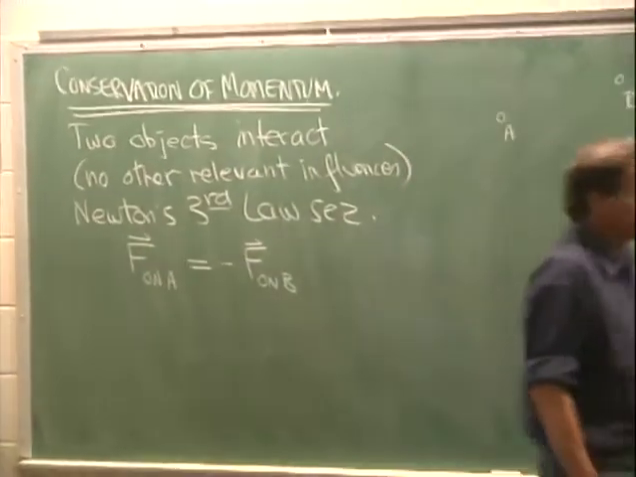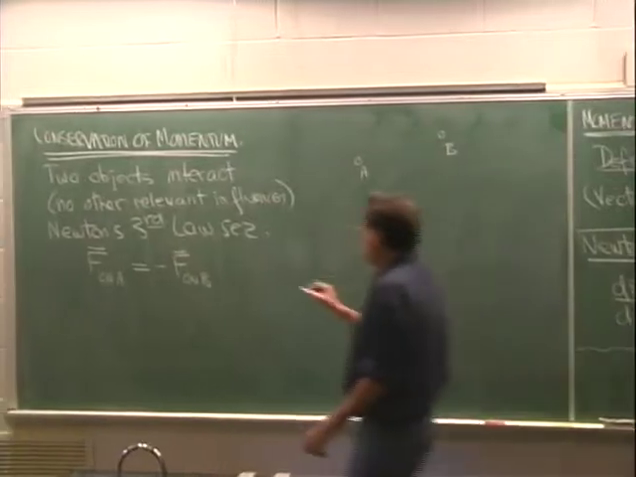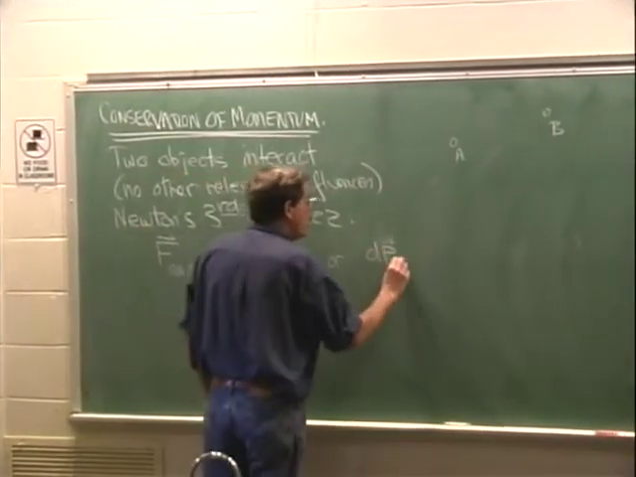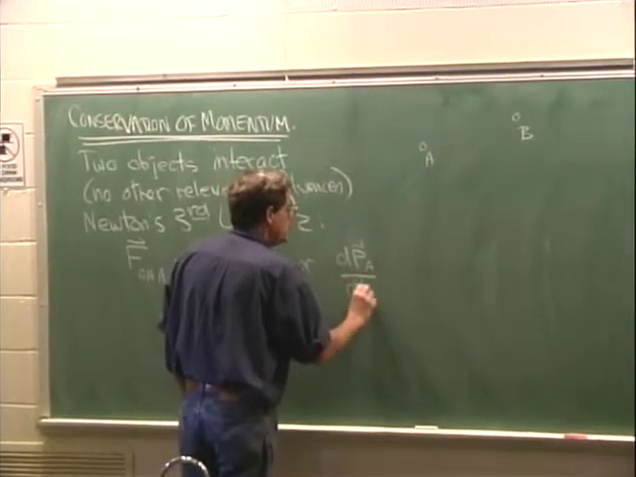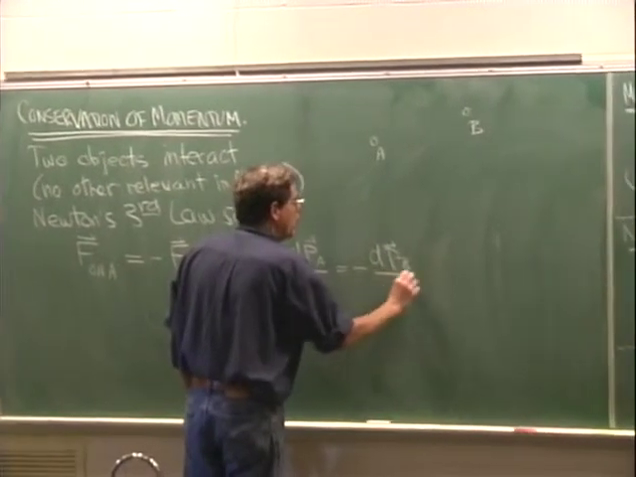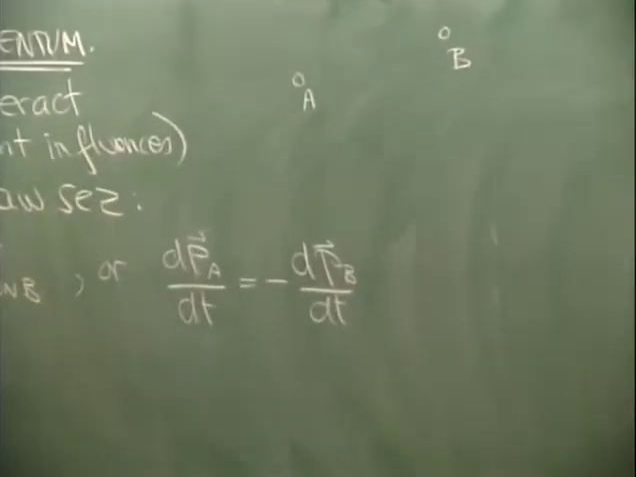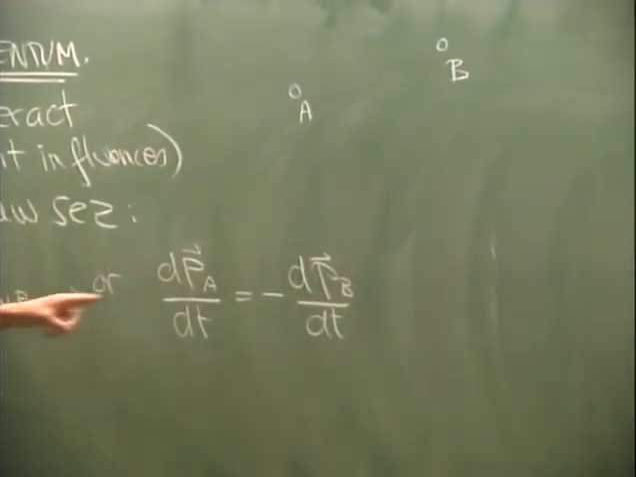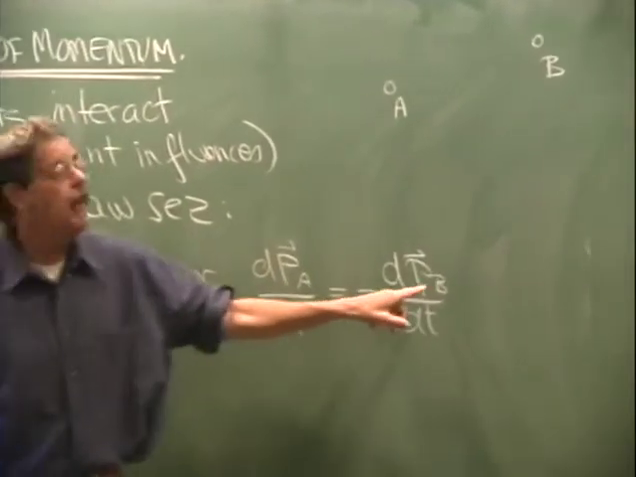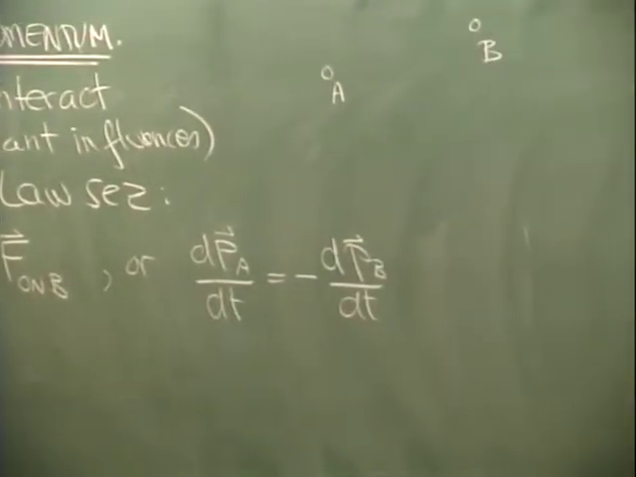Let me rewrite that in terms of this version of Newton's second law. This says dP A/dt, the rate of change of momentum of object A, is equal to minus dP B/dt. The rate of change of the momentum of A is equal and opposite to the rate of change of the momentum of B. What does that tell us? That says that if A is increasing its momentum, then B must be decreasing its momentum, and in exactly the same amount, at exactly the same rate.